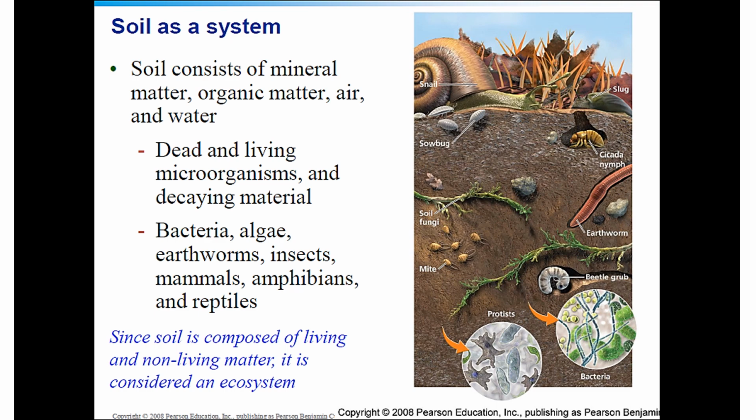Now, the soil consists of mineral matter, organic matter, air, and water. Basically, soil is an ecosystem of its own. It has dead and living microorganisms and decaying material. It also has bacteria, algae, earthworms, insects, mammals, amphibians, and reptiles. Because of that, soil on its own is an ecosystem.